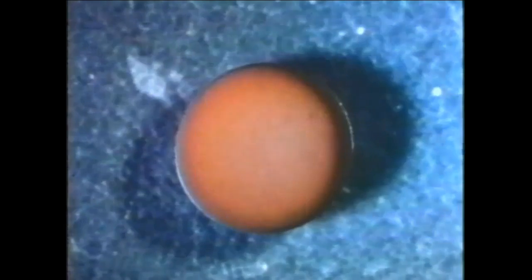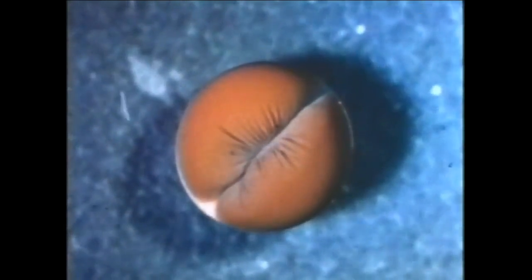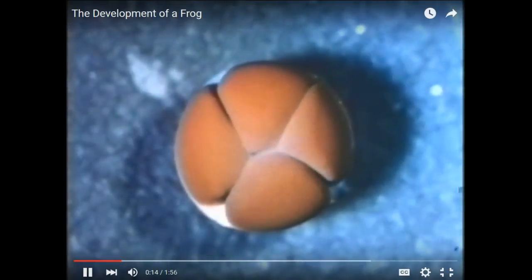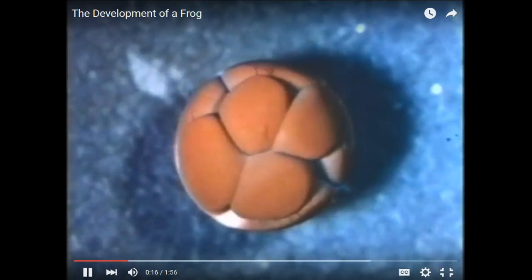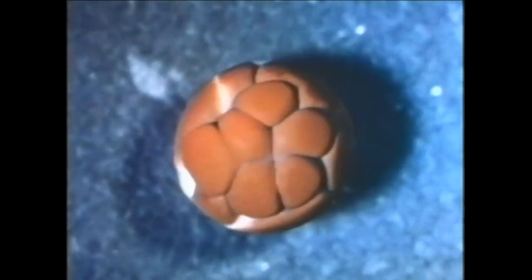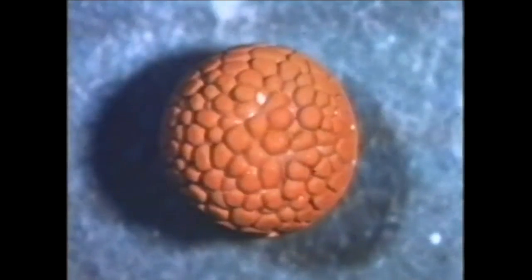All right, so an egg. Here you see a cleavage furrow. You start to see some divisions happening. Notice how the cells on the top are now obviously smaller than the cells on the bottom. They have more energy to divide faster than the cells on the bottom.